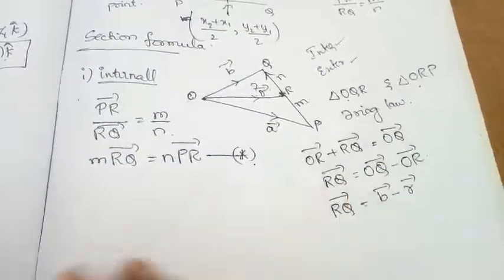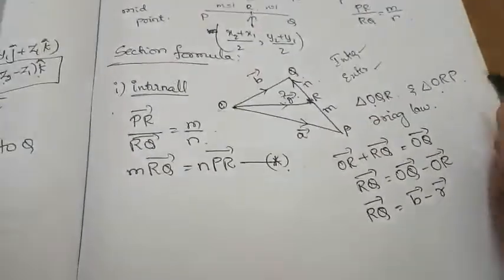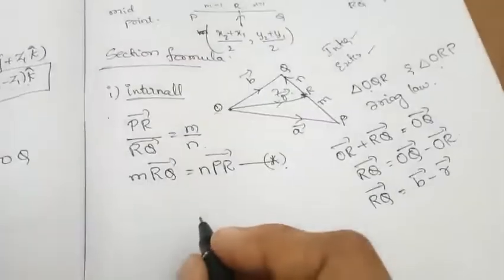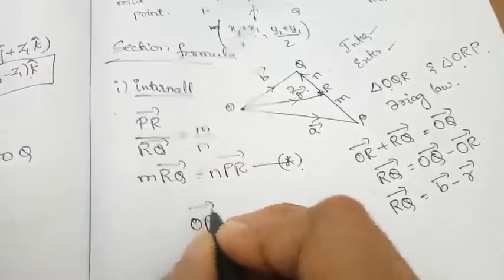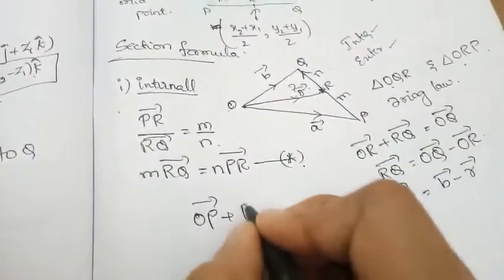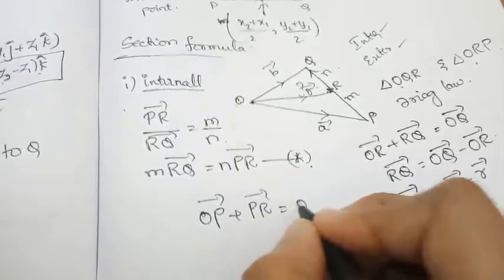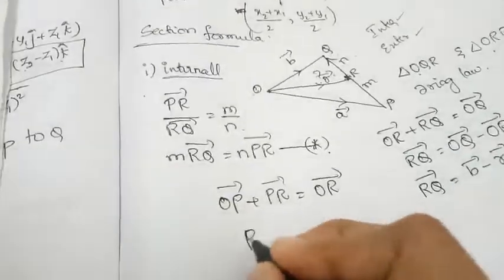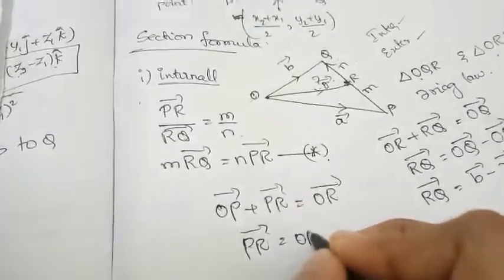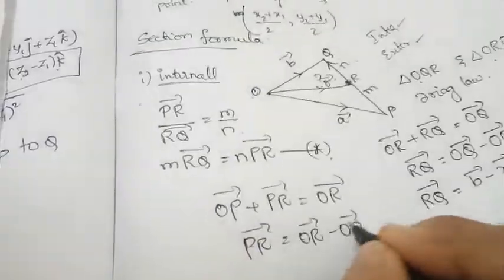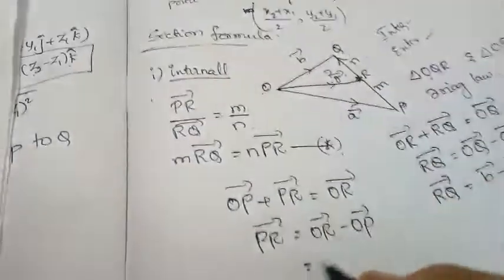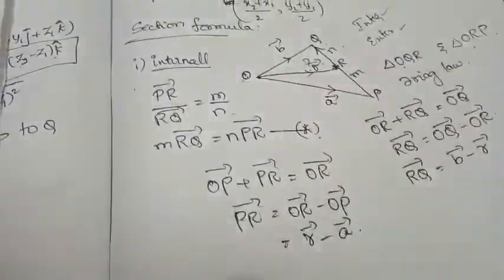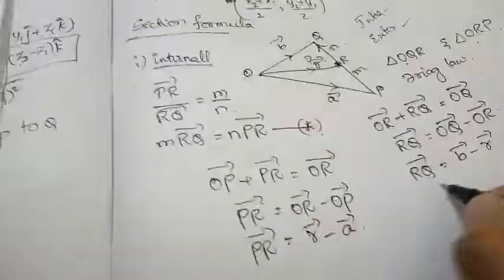Similarly, now let us consider triangle ORP. Here again, by using the triangular law, vector OP plus vector PR is equal to vector OR. What we require is vector PR. So vector PR is equal to vector OR minus vector OP. Vector OR is nothing but vector R, and vector OP is vector A. So here we got vector PR and RQ.